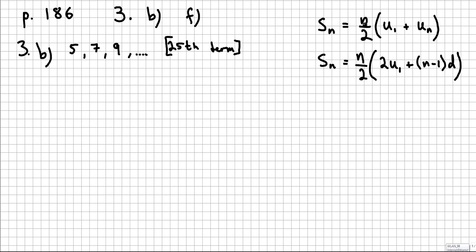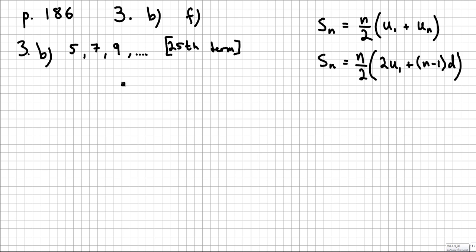Okay, to the right here we have two formulas, both to calculate the sum of an arithmetic sequence up to the nth term. So in this case, which one should we use? Well, let's have a look at the first one. In the first one, we need to know n. We always know n, or almost always. But we also need the first term and the last term. And in this case, we know the first term, which is 5, but we don't know the 25th term.